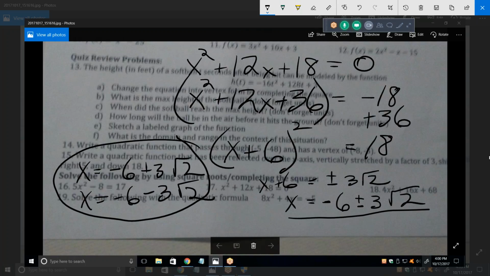Okay, and that is the solution to 27. Now, notice that they said solve it by using square roots or completing the square. Well, this answer that we're looking at over here looks a lot like what?